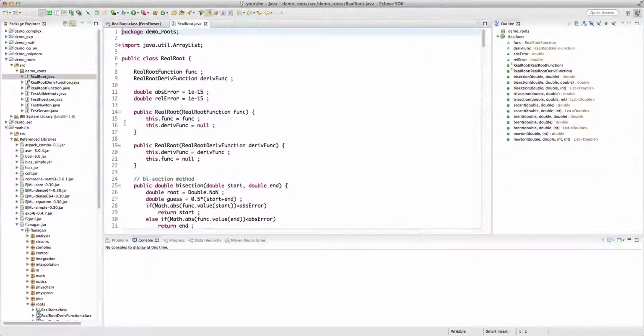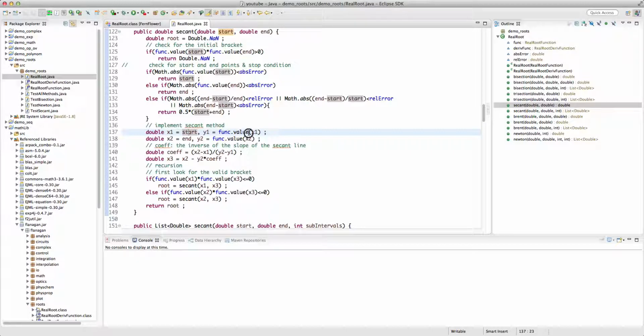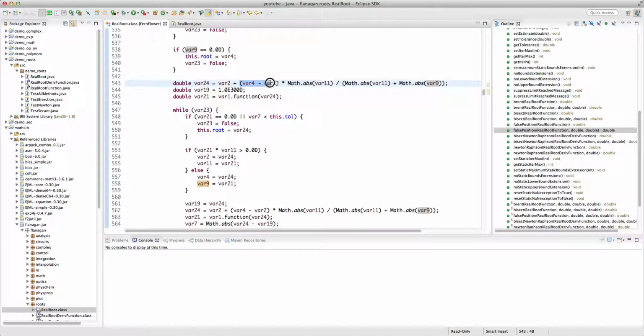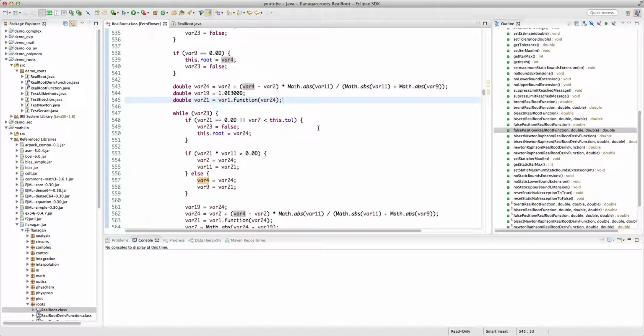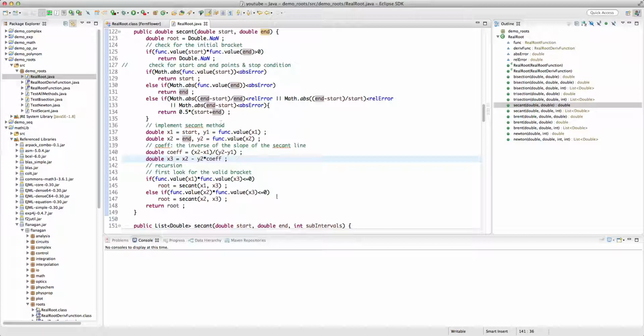And in the secant, let's bring up our code. We have the start and the value of the function at the start and the value of the function at the end, and then we find the inverse of the slope of this line that goes from the start to end, and then we do the recursion. Okay, here's the same thing, var4 minus var2 divided by var11, which is the value of function of var4, and var9, which is the value of function at var2. Now this implementation is a bit different because here it uses the plus sign, but if you look into the details, eventually this is equivalent to what we did here.